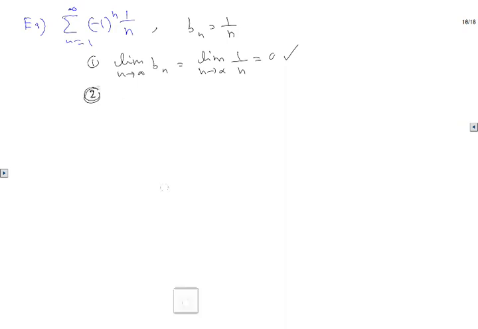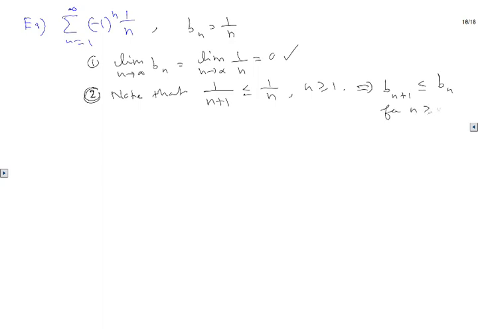The second condition is we need to check whether it's decreasing. Note that 1 over n plus 1 is less than or equal to 1 over n, which we know for n greater than or equal to 1. This implies that Bn plus 1 is less than or equal to Bn, for any n greater than or equal to 1. So that means Bn is decreasing.